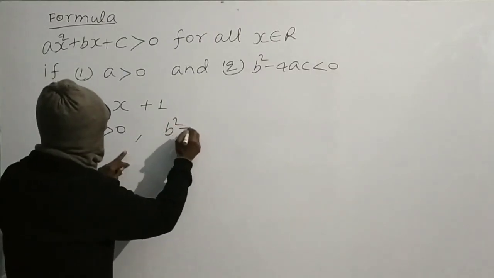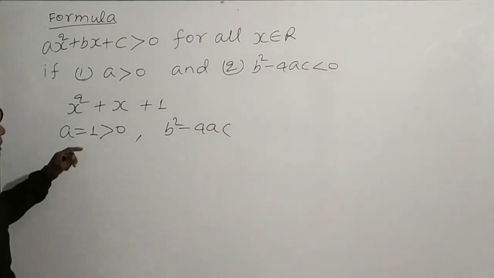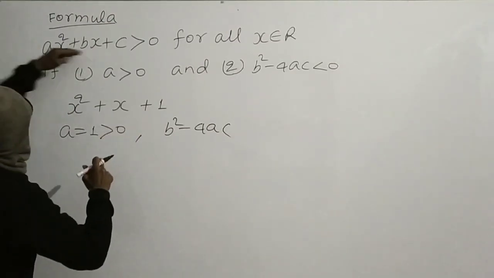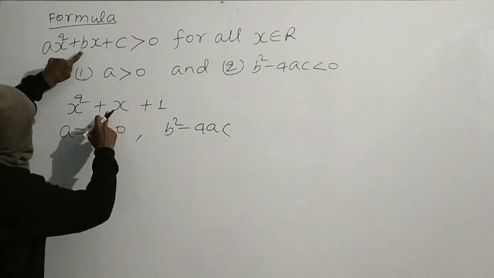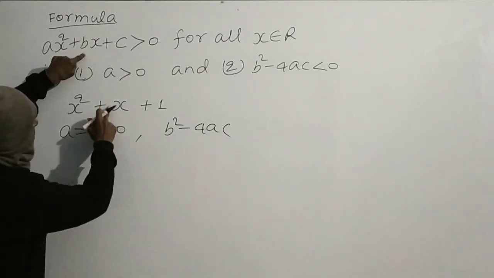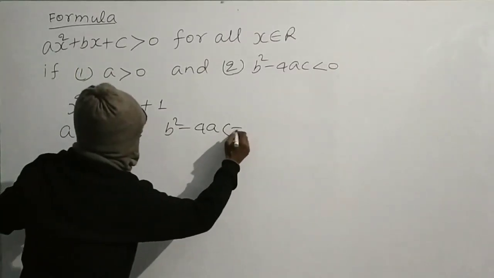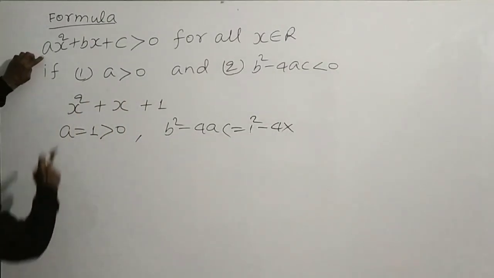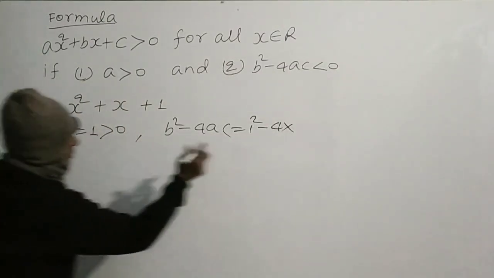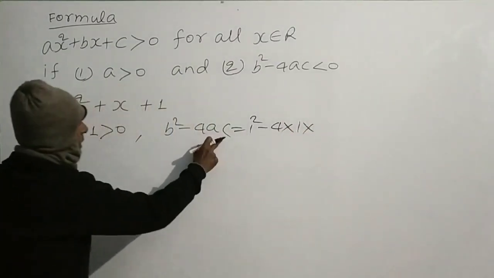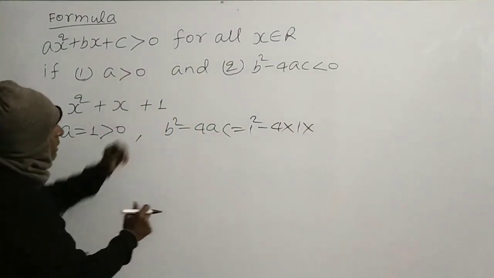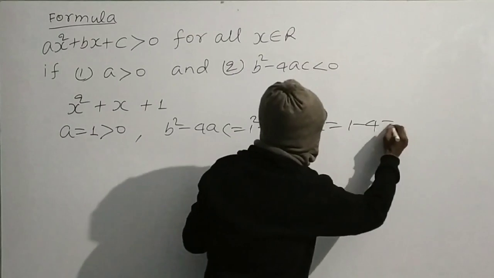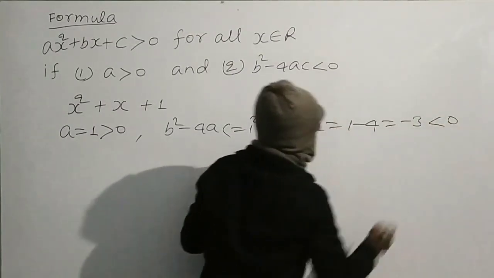b square minus 4ac. b means 1. Comparing this quadratic expression with the general one, we see that 1 is in place of b. So 1 square minus 4 times a, a means 1, times c, 1. That is equal to 1 minus 4, that is equal to minus 3. This is negative.